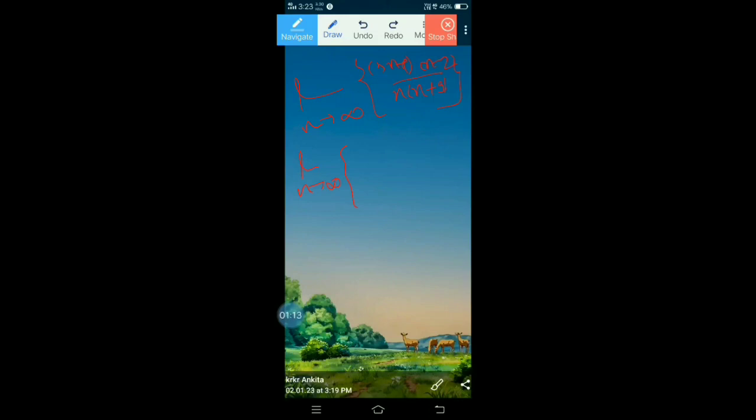First we take n common. So we get n square into (3 minus 1 upon n) and (1 minus 2 upon n), upon n square into (1 plus 3 upon n). Now n square cancels out, and applying limit n tends to infinity, we get 3 into 1 upon 1. So the limit of the given sequence is 3. Now check the options. Here option D is correct. Now move on to the next question, number 141.